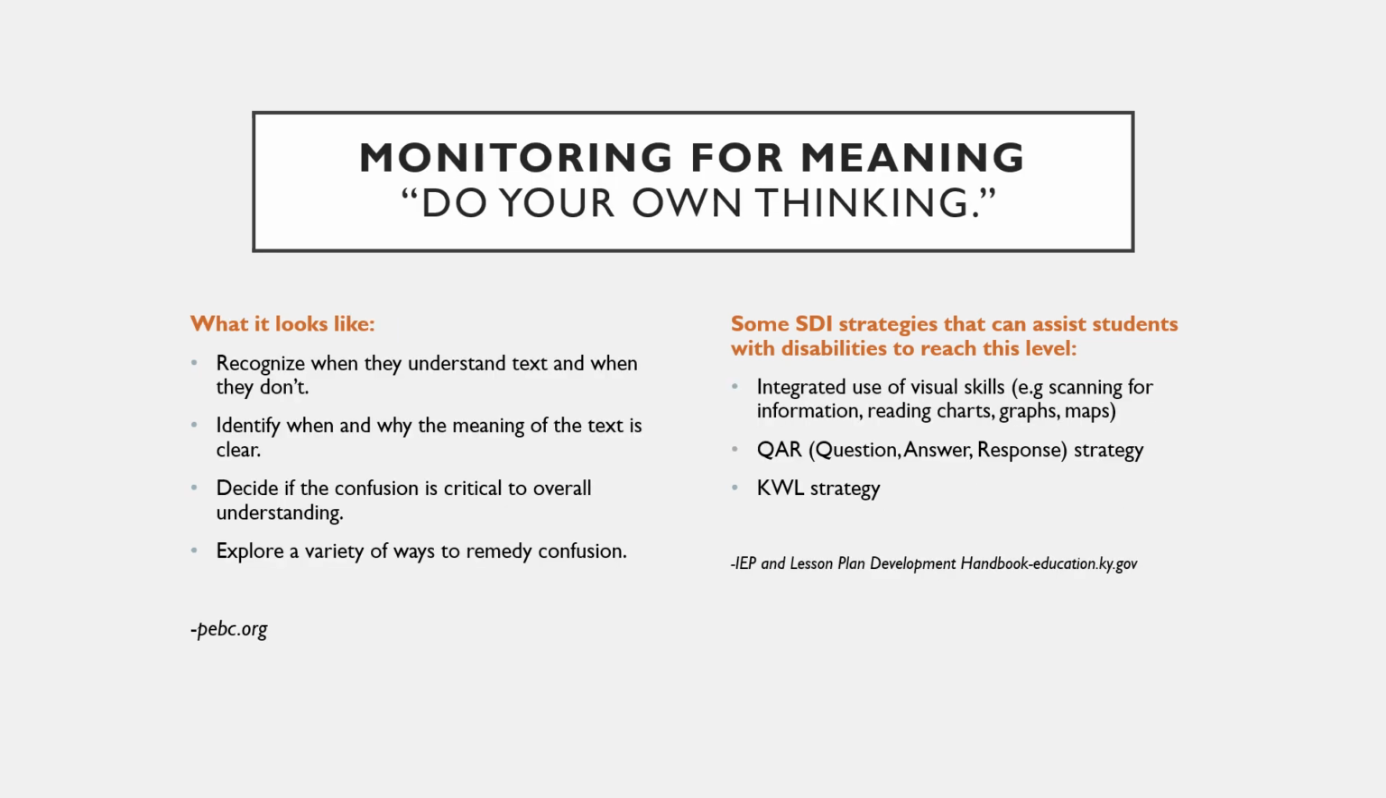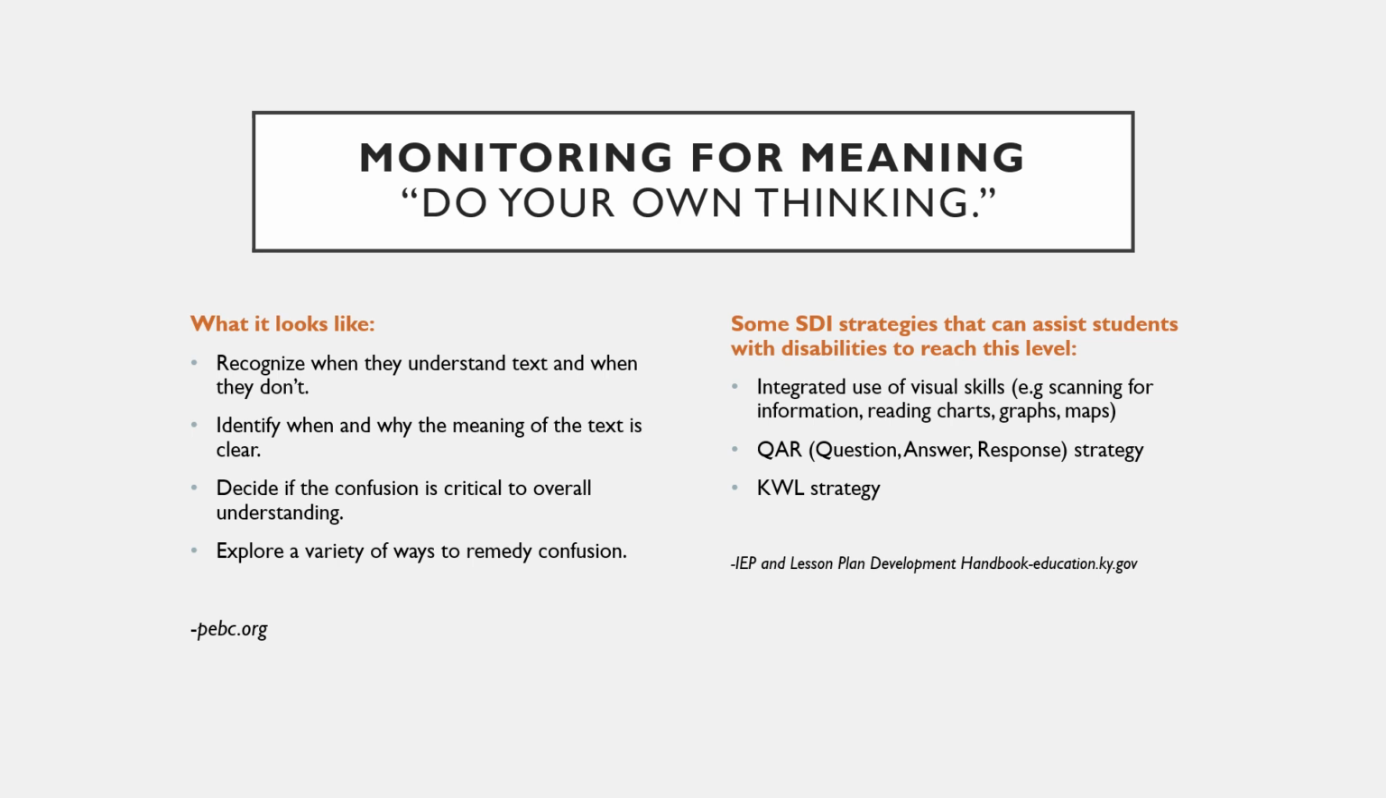Another strategy is monitoring for meaning. With this strategy, thinkers are aware of their thinking. They recognize when they understand text and when they don't. They can identify when and why the meaning of the text is clear. They can decide if the confusion is critical to the overall understanding and explore a variety of ways to remedy confusion.